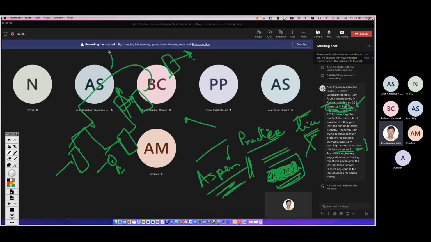There will be a lot of losses over here. In Aspen, you will probably assume a pressure drop of this much over here, a pressure drop of this much over here. They may not be accurate in a real-life situation. So those variations will always be there.